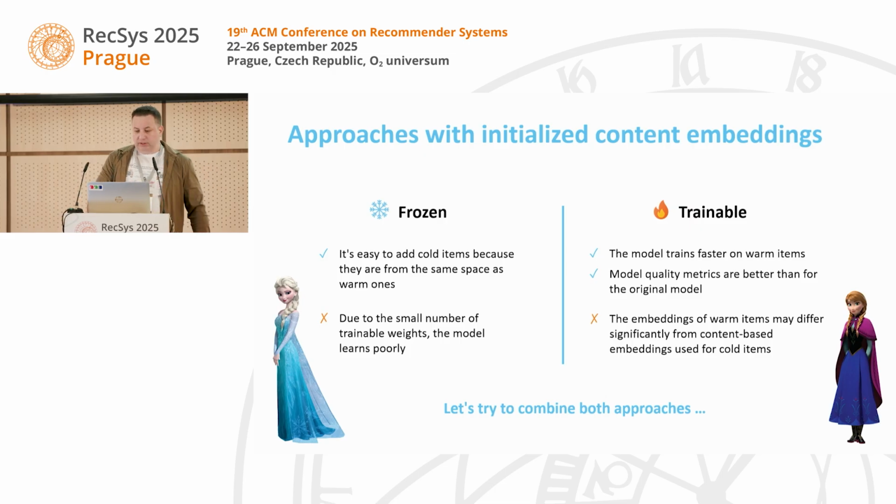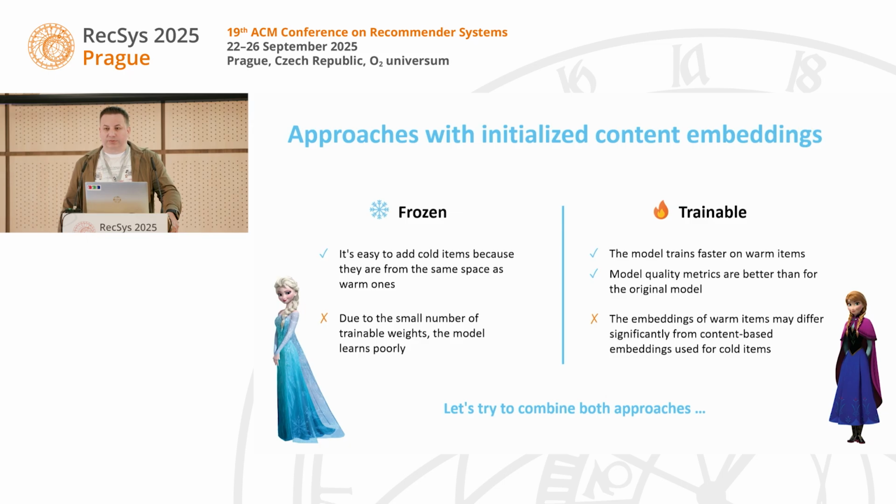And what is a standard solution to this problem? A common approach to this issue is using content-based information, and fortunately, almost all real data sets have this data. For all items, cold and warm, we can use information like product descriptions or audio features or maybe pictures to generate embeddings and initialize the embedding layer of the backbone model with them.